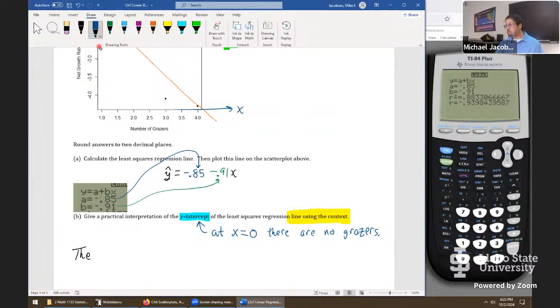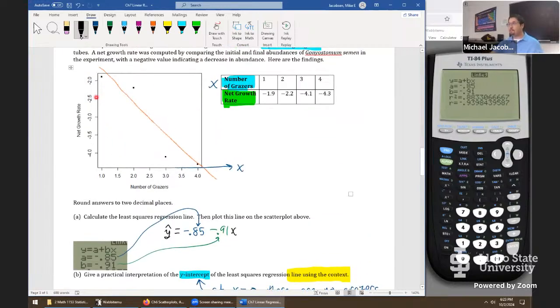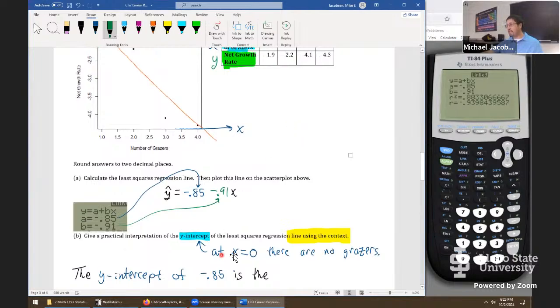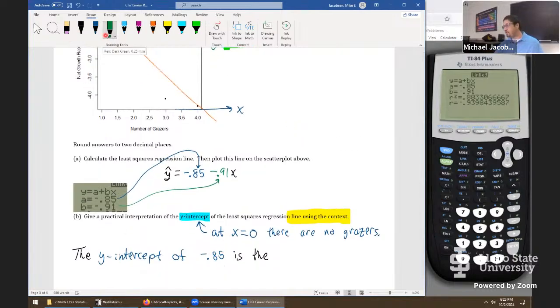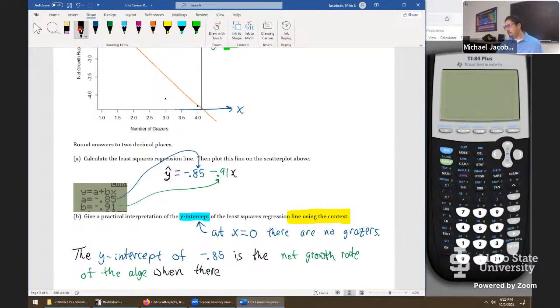the y-intercept of negative 0.85 is the, well, if it's a y-intercept, it's on the y-axis, right? That means it's referring to the y variable, which is net growth rate in this problem. So we'll say the y-intercept of negative 0.85 is the net growth rate of the algae when there are no grazers in the test tube.